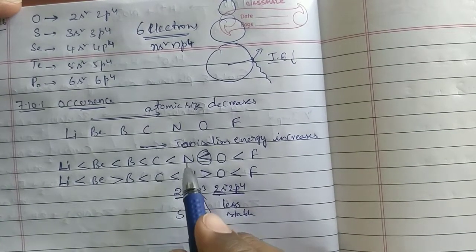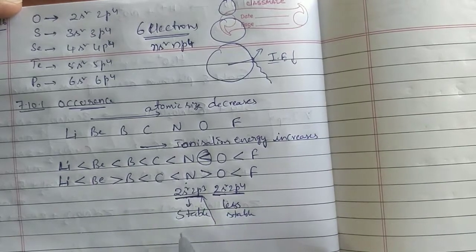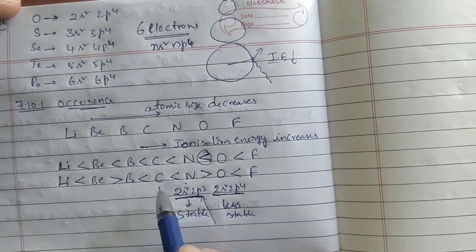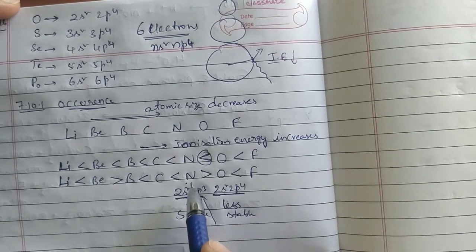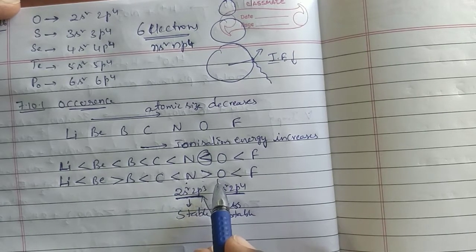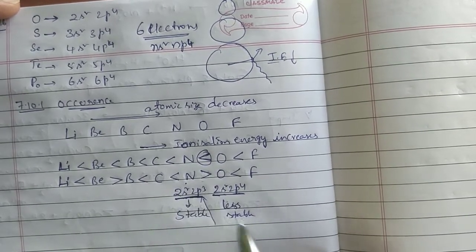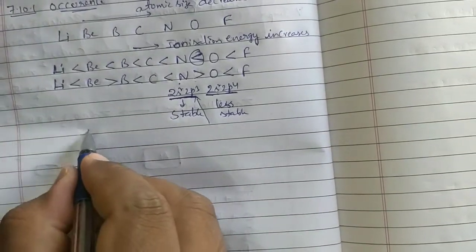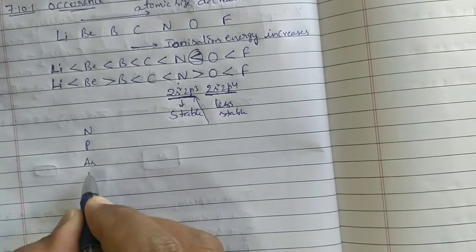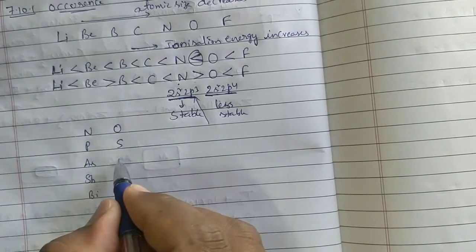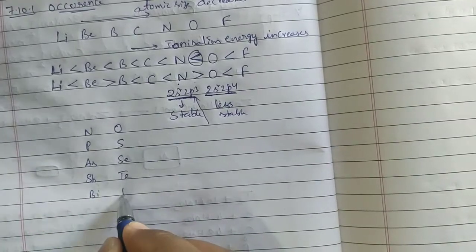Not only nitrogen, this group's elements have greater ionization energy than that group's elements. I will write them. Before that, I hope you are clear. Why is nitrogen showing higher ionization enthalpy than oxygen? Because of its half-filled configuration. Now let us see the nitrogen group: nitrogen, phosphorus, arsenic, antimony, bismuth. Oxygen group: oxygen, sulfur, selenium, tellurium, polonium.